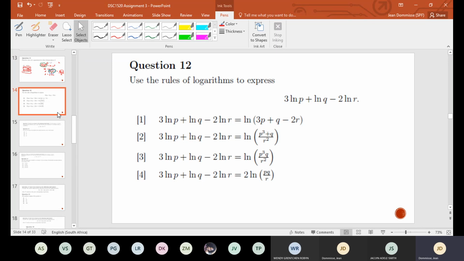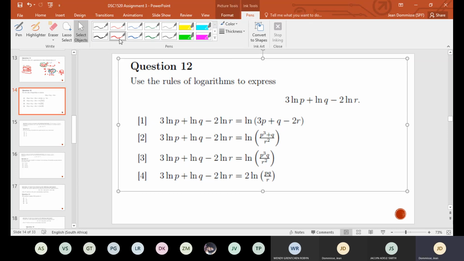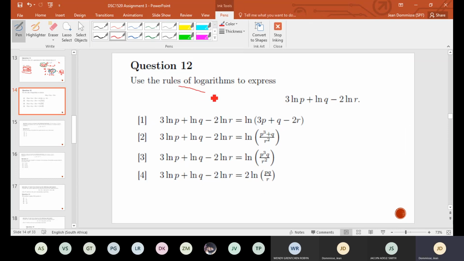No problem. Okay, so question 12 as well. Again, not yet any differentiation or integration. They're purely asking you to remember the log rules.